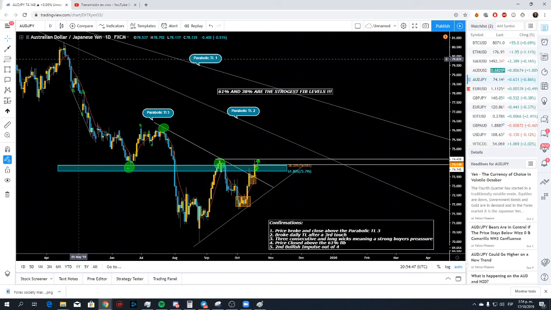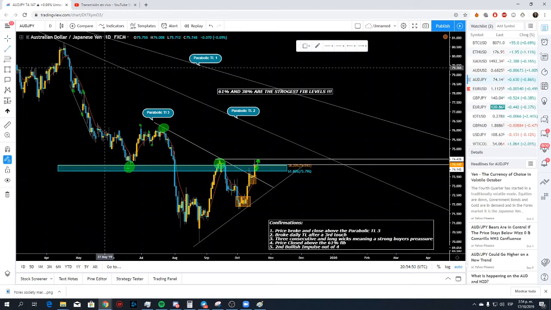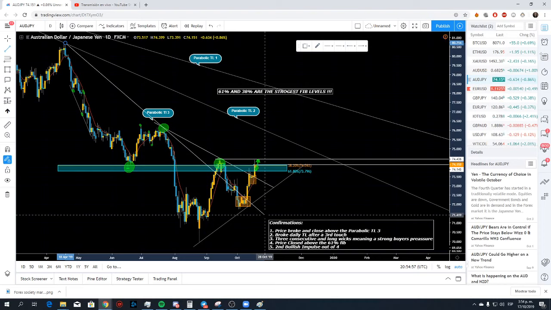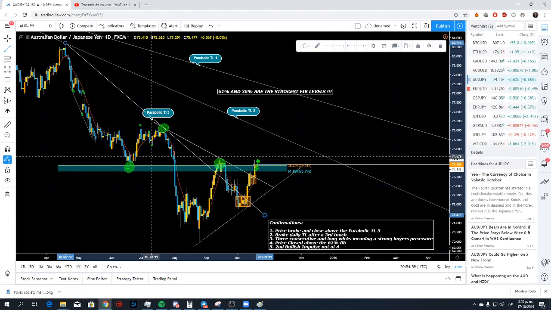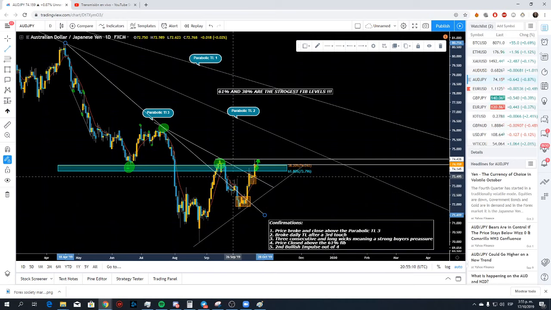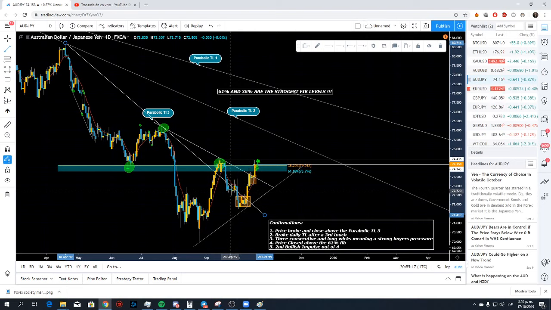Okay, what we got here? We got this trend. The first, price broke and closed above the parabolic tail number 3, which is this one, right? The one that goes from here, here, and here. It broke that one like 7 days ago. That's our first confirmation, right? Also, you can see how price is creating new. That's another confirmation. Actually, we got 6.